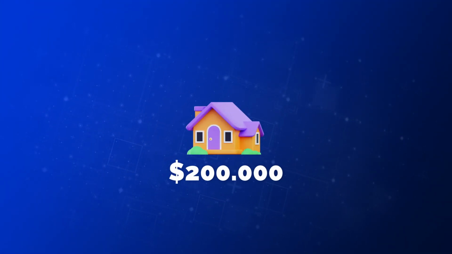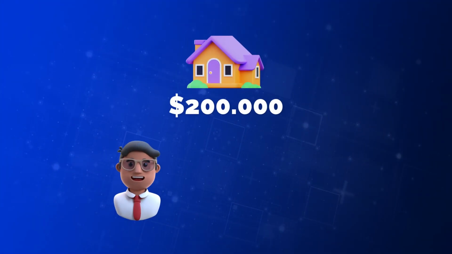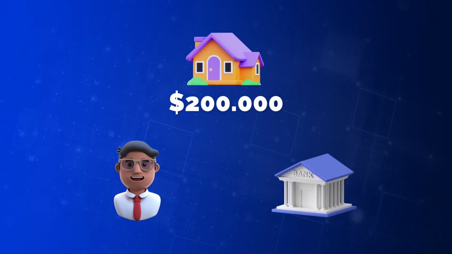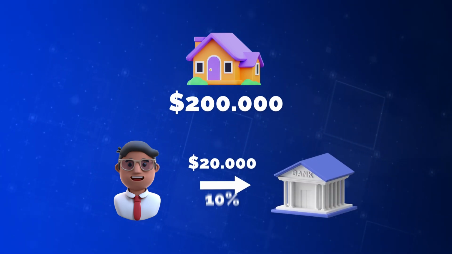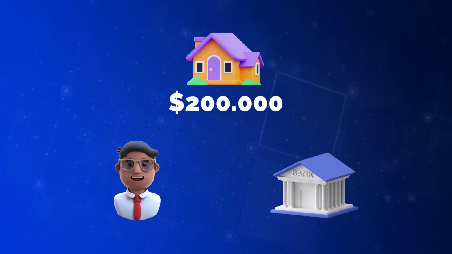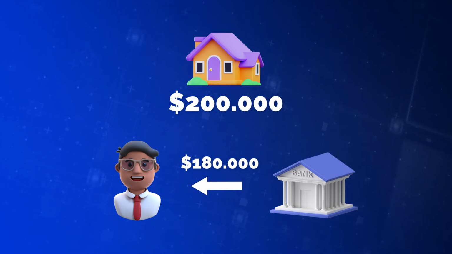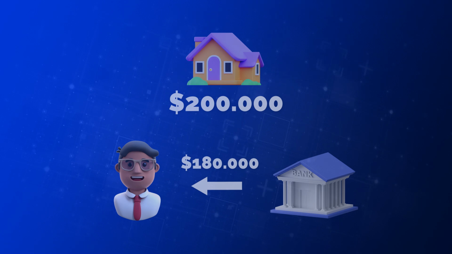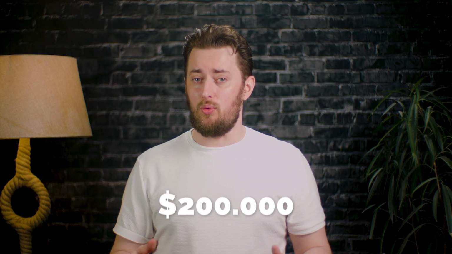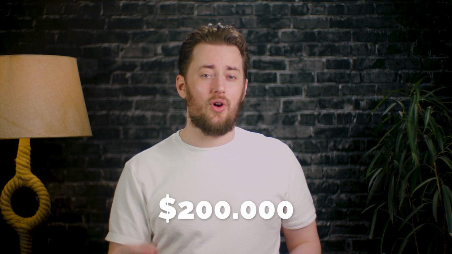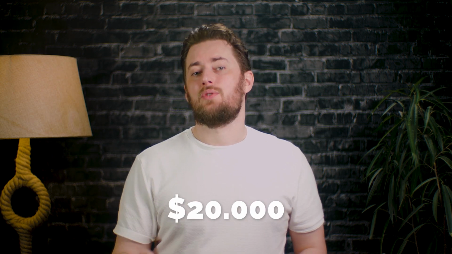Imagine you want to buy a house that costs $200,000. You don't have $200,000 in cash, so you go to the bank and make a down payment of $20,000 or 10%. And the bank loans you the remaining $180,000 to buy the house. This loan, or mortgage, allows you to control a $200,000 asset, in this example the house, with just $20,000 of your own money. In trading, leverage works in a similar way.